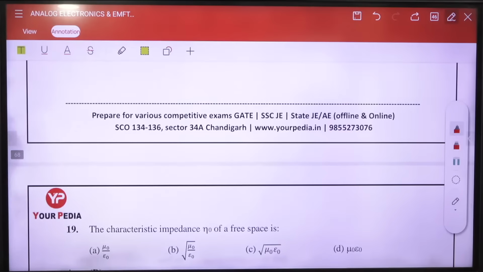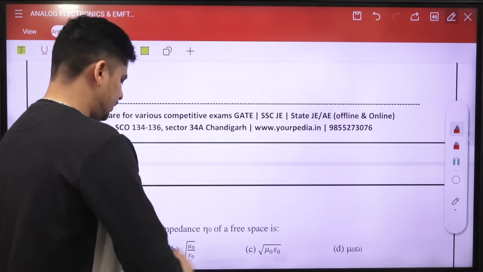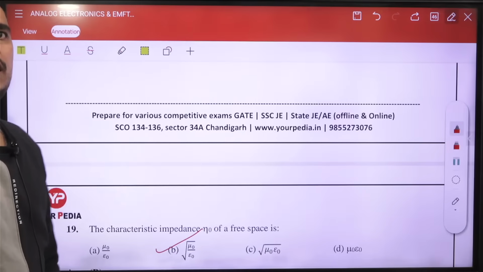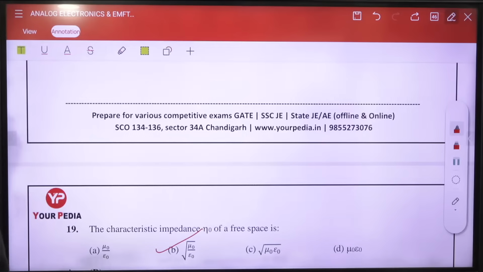The characteristic impedance eta: yes, eta is how much? Under root of mu naught upon epsilon naught. So the answer will be B for this one. Under root of mu naught upon epsilon naught. Very good.